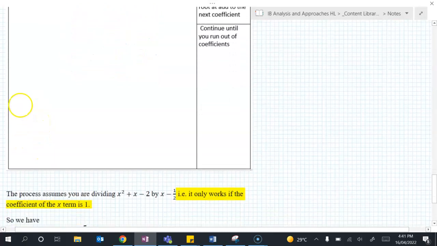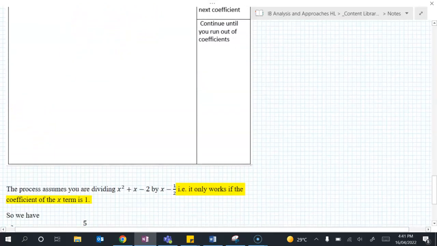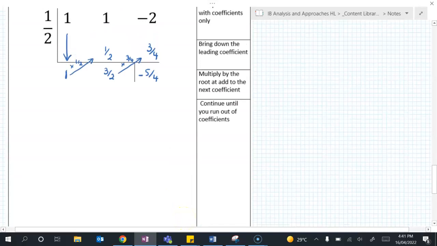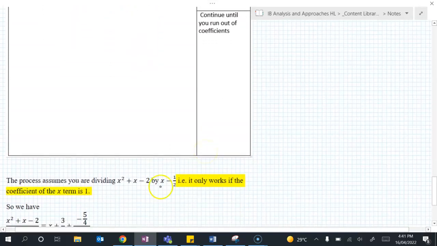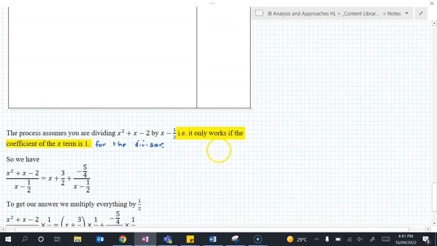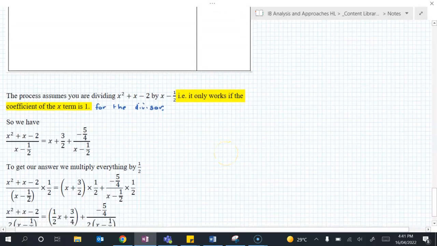So when we do that, notice that we're dividing by 2x take 1, but when we tell the process that we're dividing by 1/2, it actually assumes that we're dividing not by 2x take 1, but rather by x take 1/2. In other words, this process only works if the coefficient of the x term in the divisor is 1.